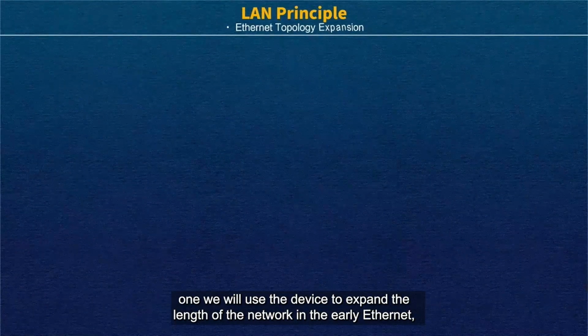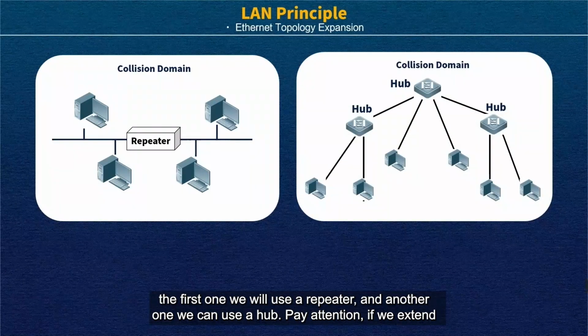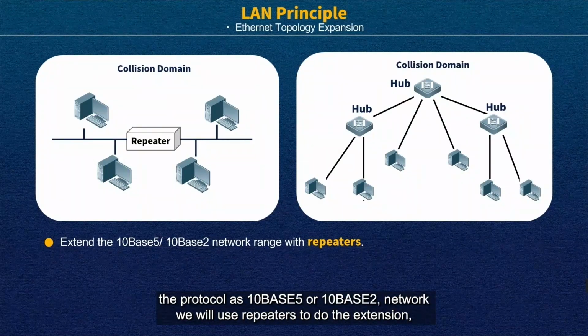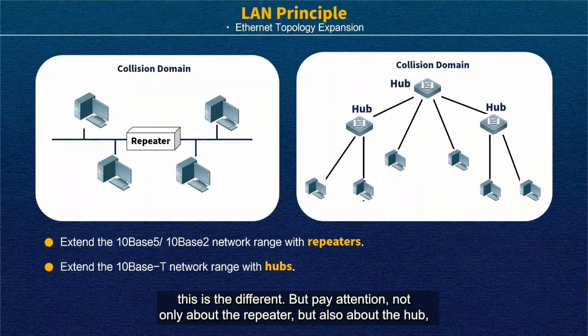And another one: we will use devices to expand the length of the network in the early Ethernet. One is the repeater, and another one is the hub. Pay attention. If we expand a 10BASE5 or 10BASE2 network, we will use repeaters to do the expansion. But if we use UTP to connect the devices, we can only use a hub to increase the range. So this is a little different.